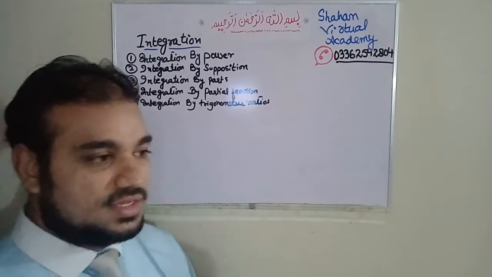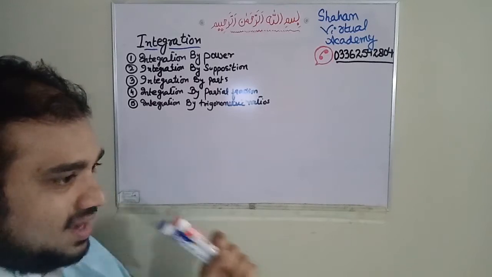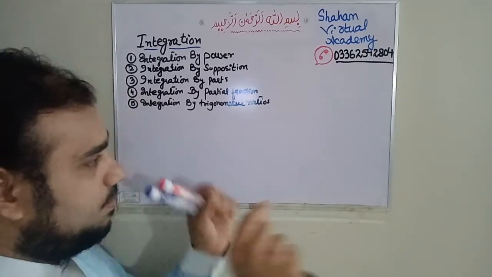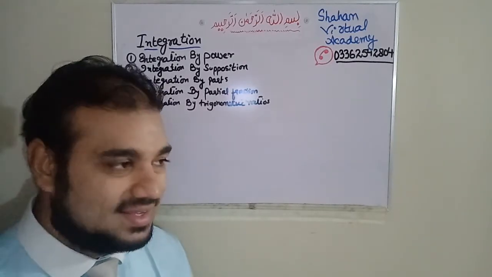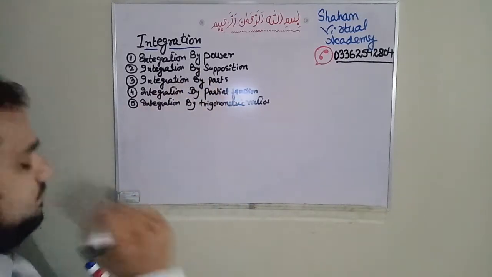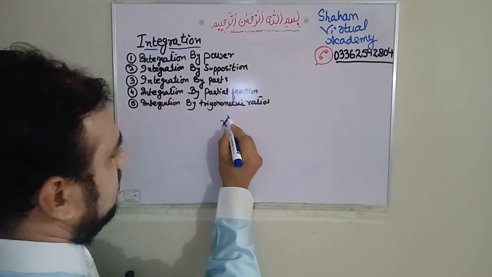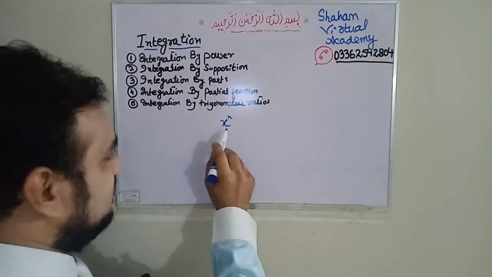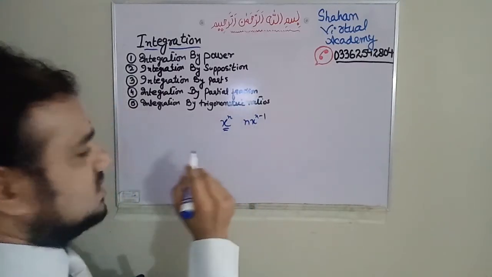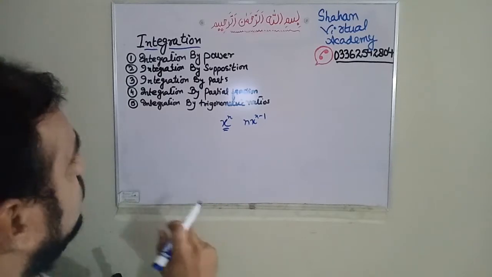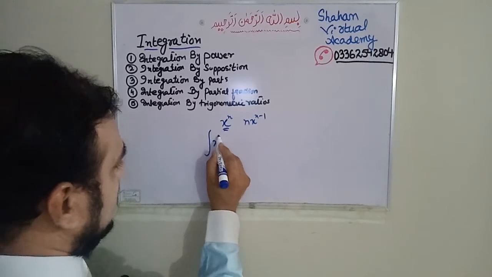With the help of these different types, we can put the whole definition of integration into one box. It's so simple, and now we are going to start with integration by power. What is integration by power? As you know, for x to the power n, the derivative is n x to the power n minus 1. In the same way we will do integration. This is the integral sign, and this is the integrand.